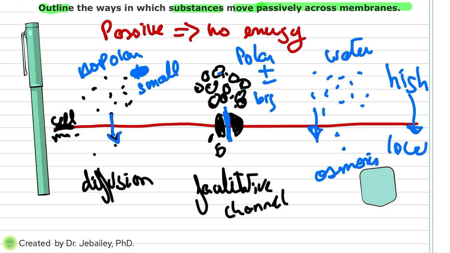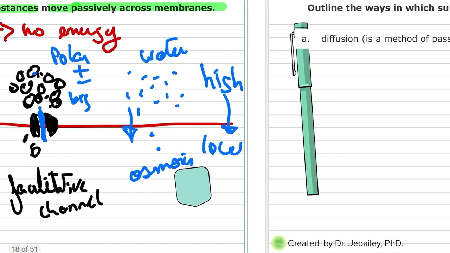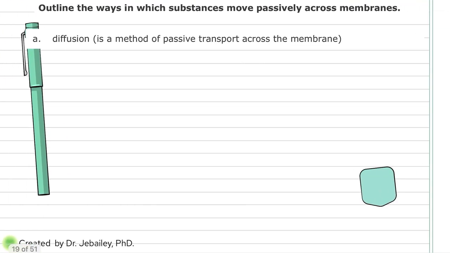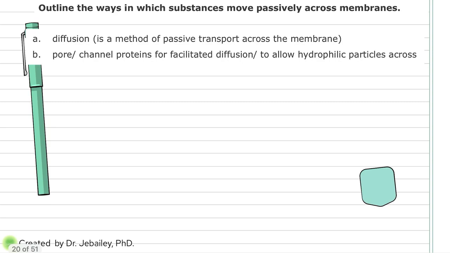So let's look at what exactly the mark scheme is asking. Starting with the first one, it says diffusion. Diffusion is a method, so you just mention diffusion. You then say that this is a type of passive transport, and you already got the first point. The second, you get channel proteins for facilitated diffusion.